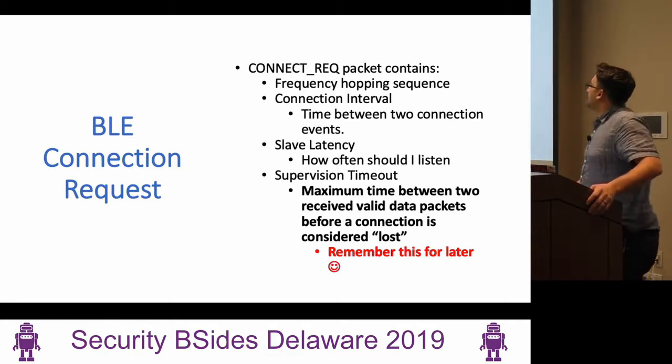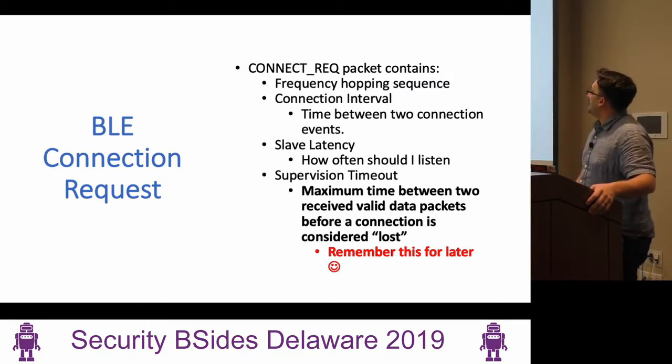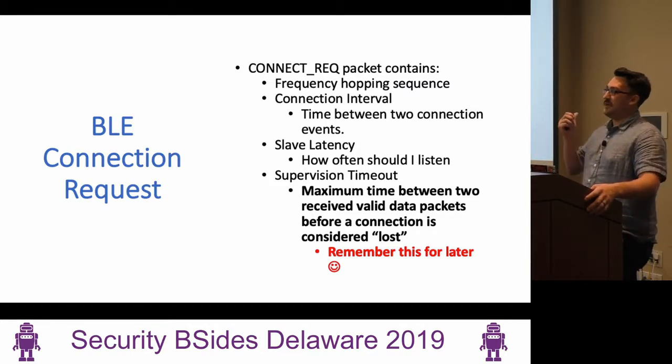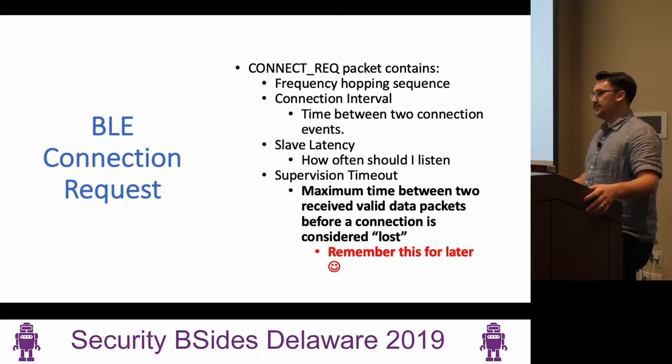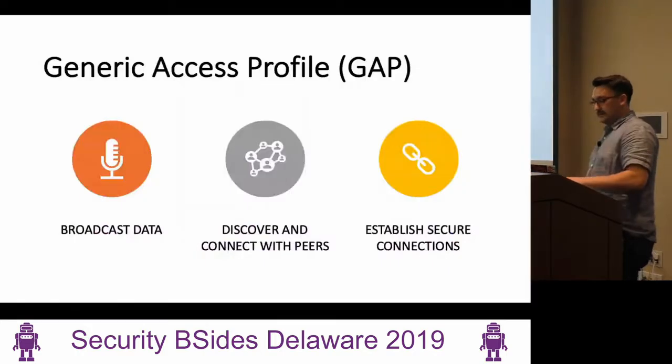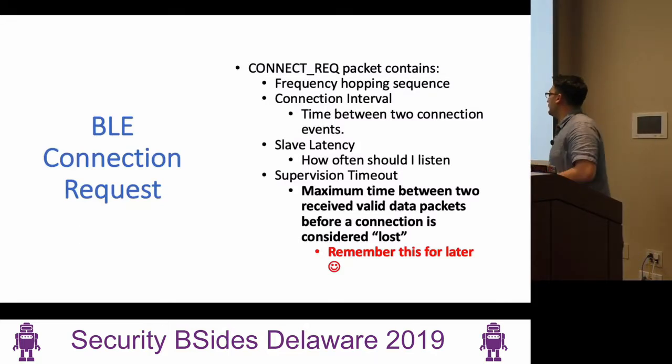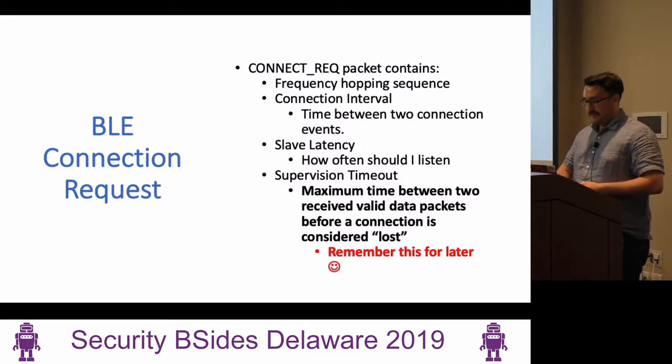Another interesting one is the supervision timeout. What's the max time between two received data packets before I consider the connection lost? So if you send the unlock command from your phone to your door, is your door sitting there waiting for another 7 minutes, a potential another unlock code? And could I replay that same code back, and would it work? We have a video of a smart lock where we do that exact thing. We captured in the lab someone unlocking the device, and then we were able to replay it. So it's a very important part. You might want to remember it for later.